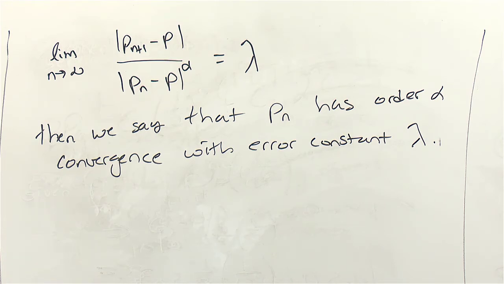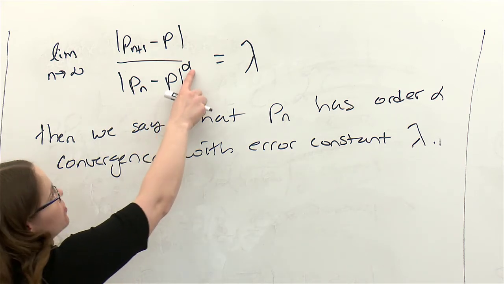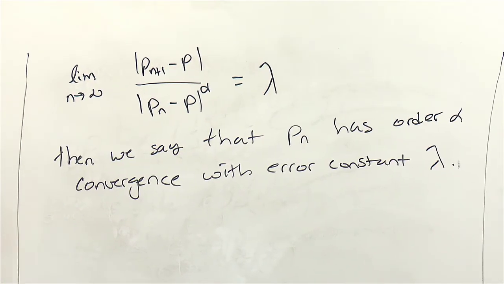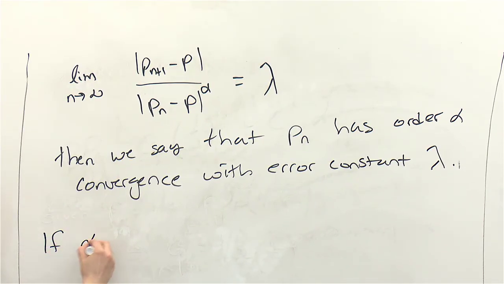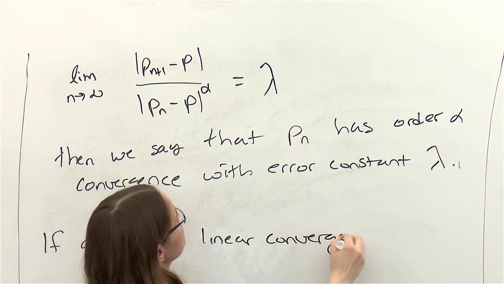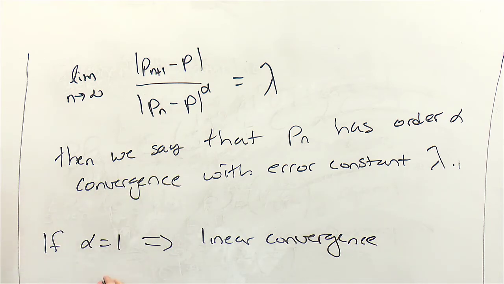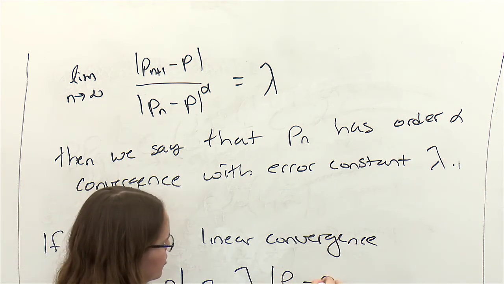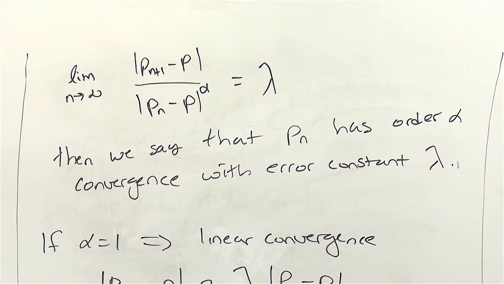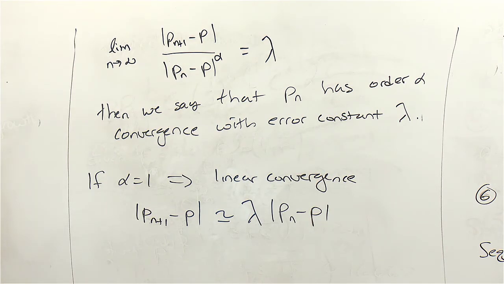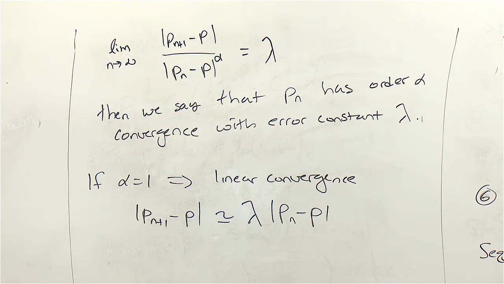So there are some special cases. One special case would be if alpha is equal to 1. So what's that? Linearly convergent, exactly. So if alpha equals 1, we get what's called linear convergence. Okay, and what does that mean? That means as n gets larger, we're going to have P(n+1) minus p approximately equal to lambda times Pn minus p. Right? And hopefully lambda is less than 1. If lambda is bigger than 1, then we're not getting convergence at all, for this case of linear convergence.